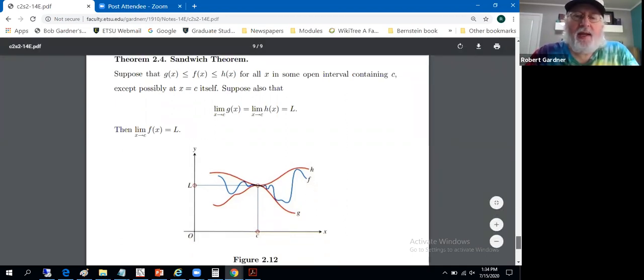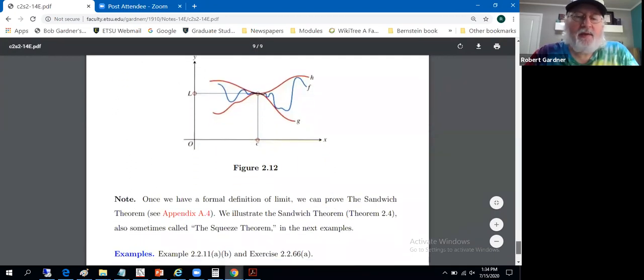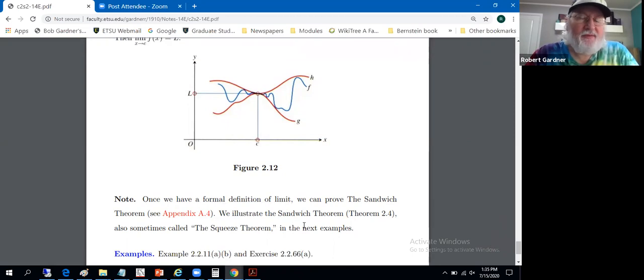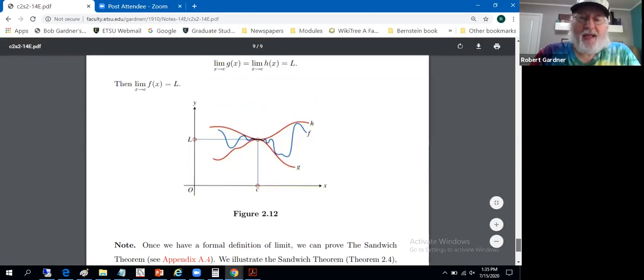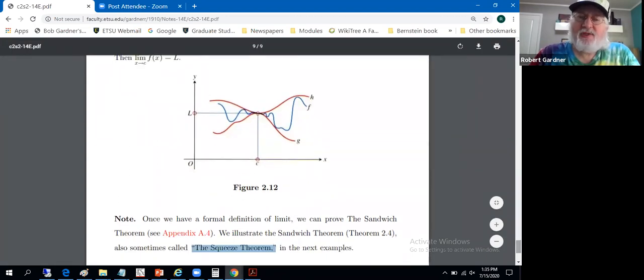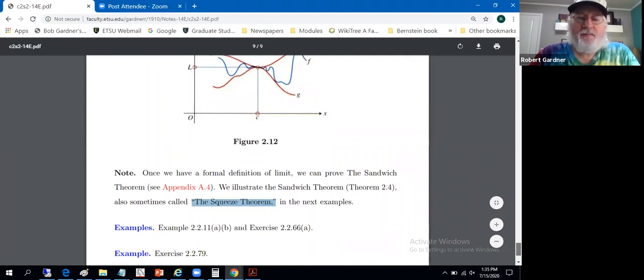So there's the claim. Of course, we want to illustrate that. Some comments: once we have the formal definition of limit, we're good to go to prove the sandwich theorem. Let's bury that in the appendix. It's not that complicated, but a little heavy for Calculus 1. Sometimes it's called the squeeze theorem. I think that's a term from yesteryear. Sandwich theorem is the common term because f is sandwiched between g and h. It's squeezed between g and h as well. And you might see the term squeeze theorem in some older calculus books.